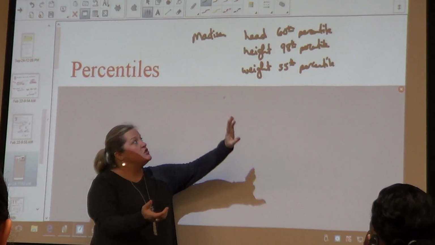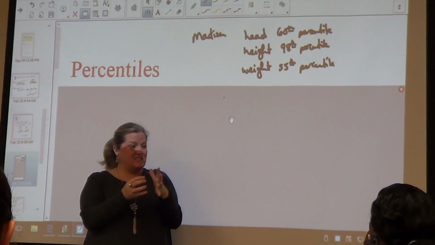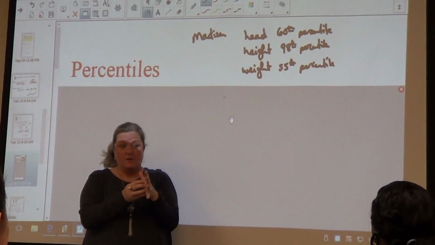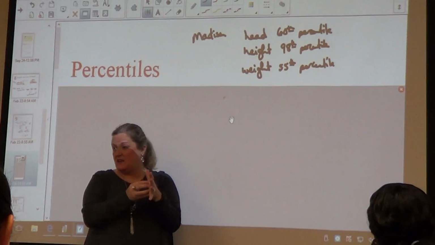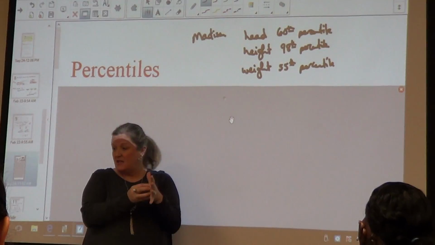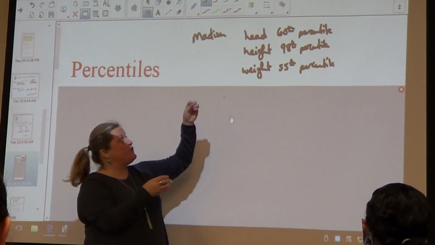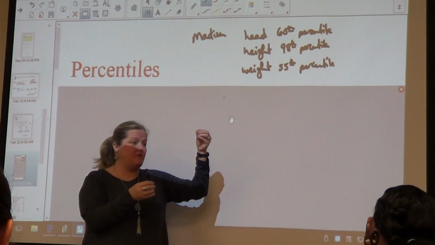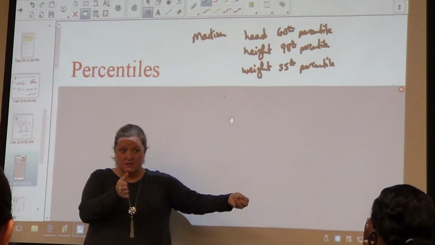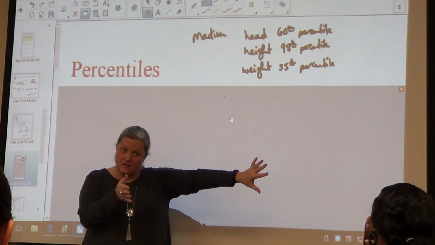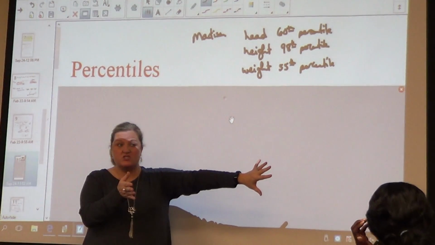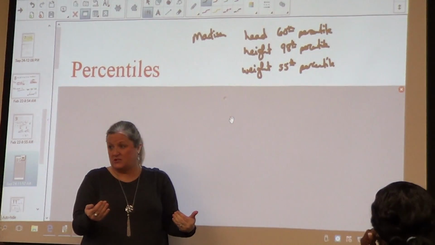Okay? So, with my child being in the 60th percentile, I am thankful. Because if she was in the 100th percentile for head, that means she has the biggest head out of 100 babies. And I don't want that. So for her to be in the 60th percentile for head, that means out of 100 babies, 59 babies have smaller heads than her. Y'all with me? So sometimes you don't want to be in the 100th percentile.